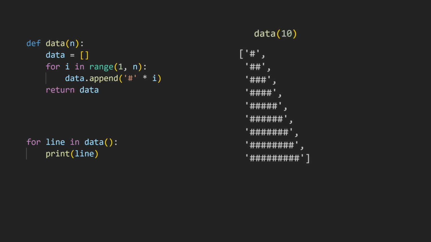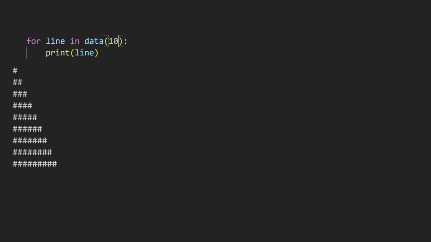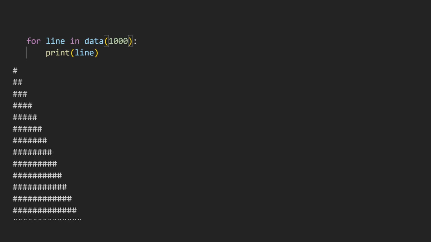All this function does is create this pyramid-looking list of strings. Of course, we could have used a list comprehension instead, but don't focus on that for now. If we then loop over this list with a size of 10, we can see our output. If we raise our input size to 100, we get what we might expect. If we raise it to 1,000, we get the same thing.